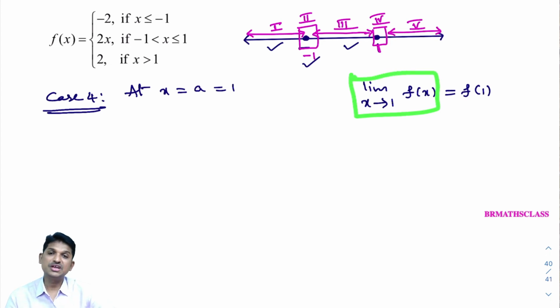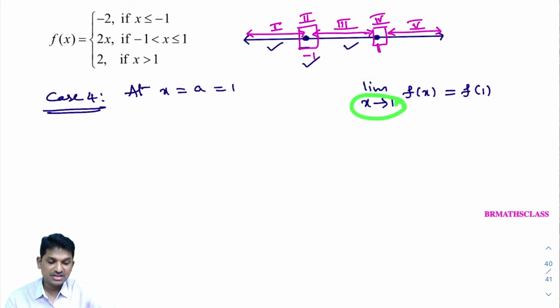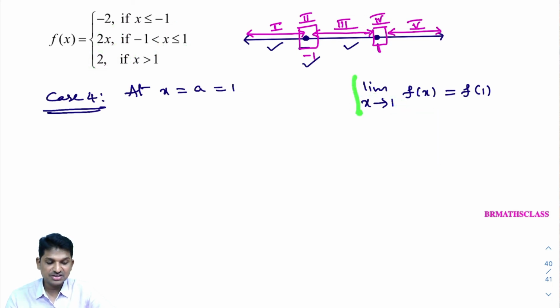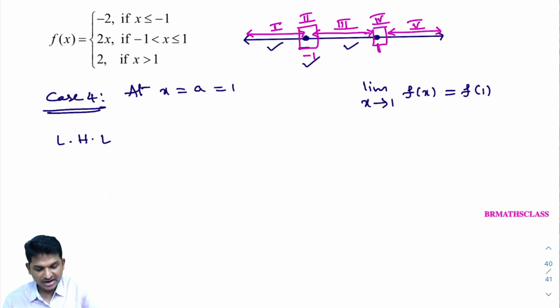To calculate limit x tends to 1 f of x, we have a problem. X approaches to 1 means there is a chance that x value less than 1, x value greater than 1. When x value less than 1, we need to choose this function. When x value greater than 1, we need to choose this function. So to calculate limit x tends to 1 f of x, it is important you need to know that we need to calculate left hand limit as well as right hand limit. So what I'll do, I'll calculate left hand limit.